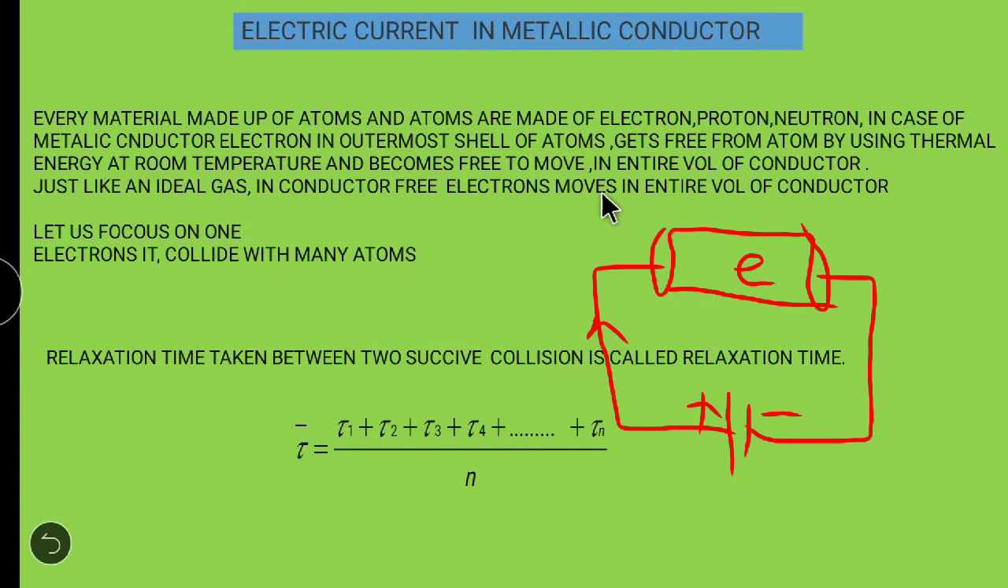Students, the electrons are free from the atom by getting the thermal energy from the surroundings. What do I mean to say? Let me explain it. Suppose a wire is kept anywhere, it is kept open, and current is passing through it, the wire will get heated up.